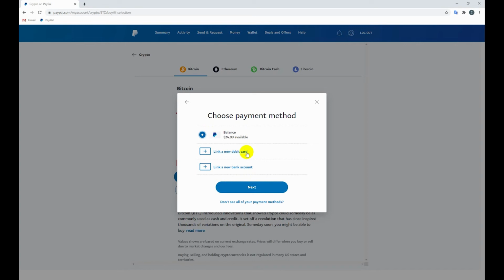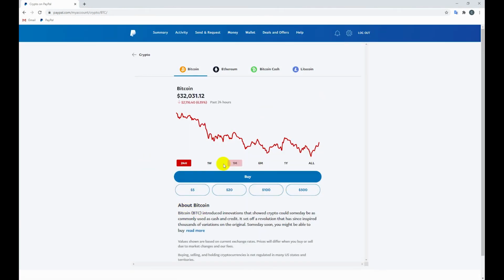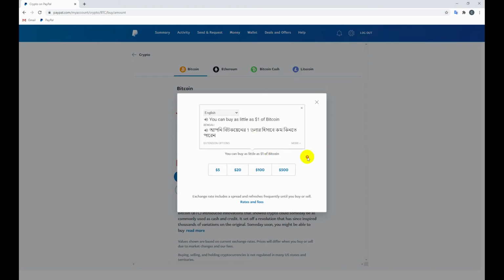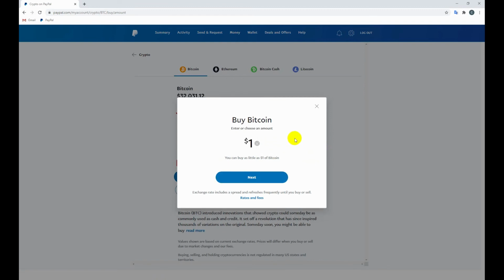If I want a custom amount, just click direct buy. So here I can input a custom amount. You can buy as little as one dollar of Bitcoin. You can purchase one Bitcoin only. So now I want to input here $19. So just click the next button.